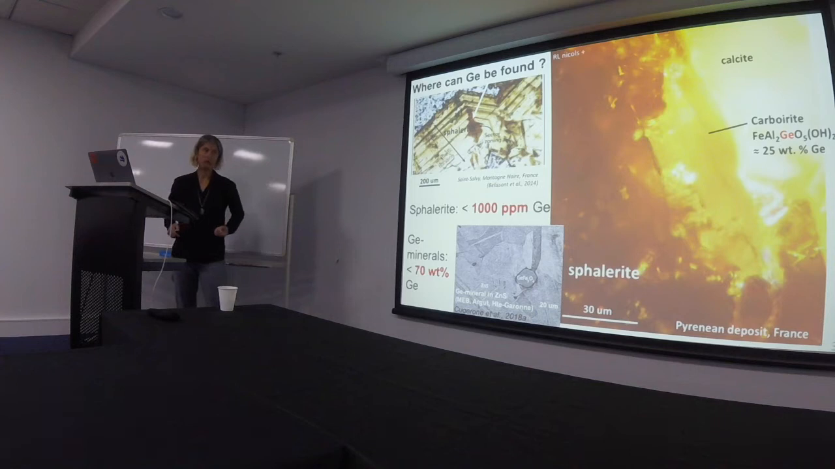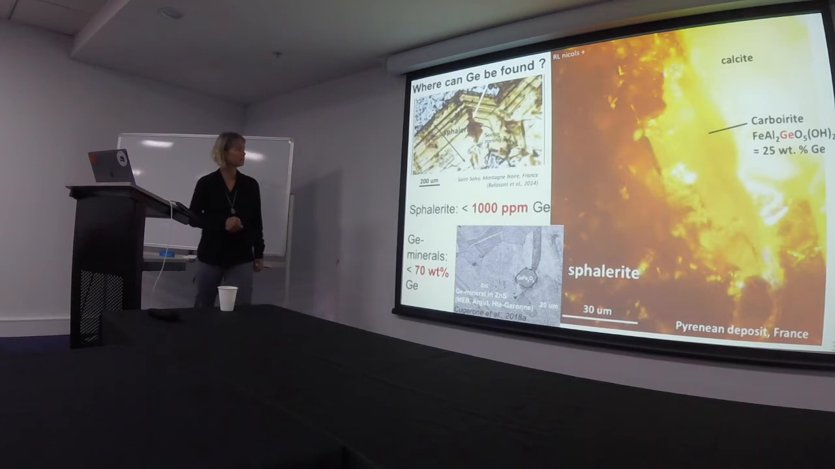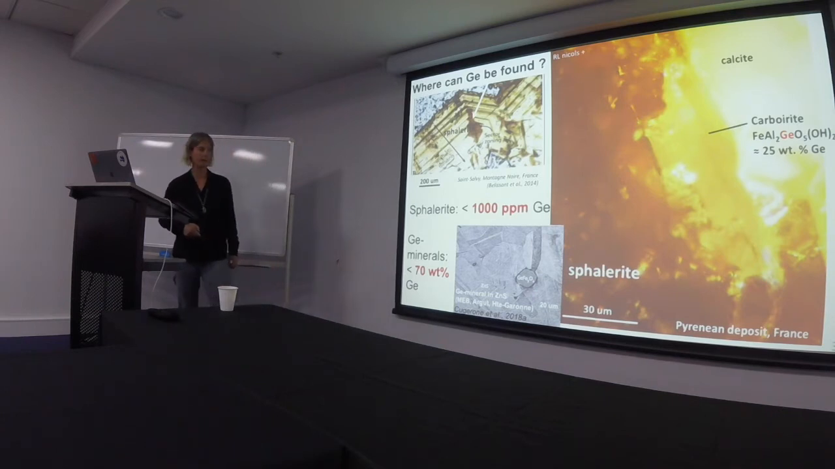But what we found, and it has been reported in the literature as well, is that germanium can be located in tiny minerals. If you look at this scale here, this is 30 microns. So this mineral is carboirite, which is a germanium-bearing chloritoid. It is like 100 microns in length. Here the scale is like 200 microns.